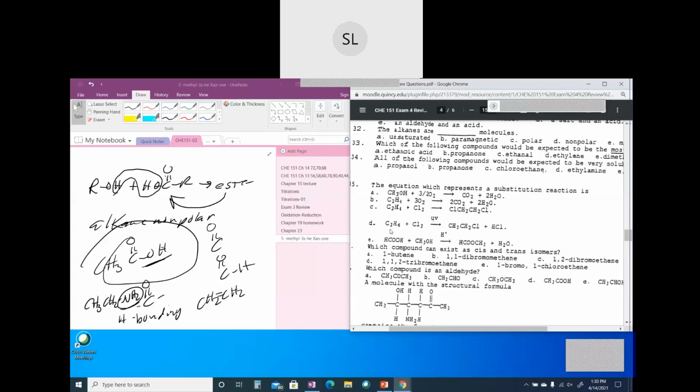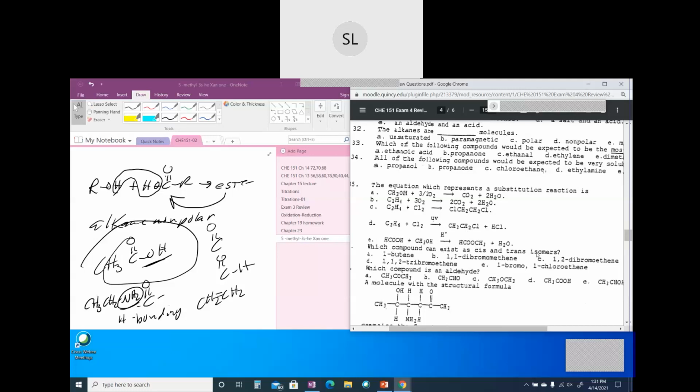Here, what we've done is we have our alkane that has done a substitution reaction. So one of these H's is now converted to a chlorine. So that's CH3CH3, and now it's CH3CH2Cl with HCl. So D is your substitution. E is your esterification. That's your carboxylic acid with your alcohol giving your ester.